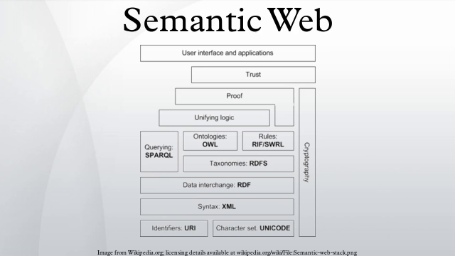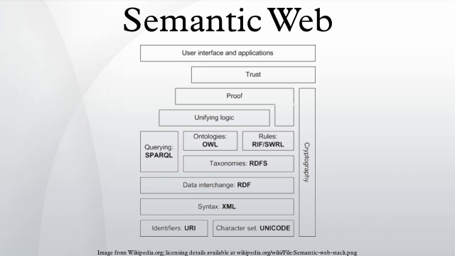RDF Schema extends RDF and is a vocabulary for describing properties and classes of RDF-based resources, with semantics for generalized hierarchies of such properties and classes. OWL adds more vocabulary for describing properties and classes, among others: relations between classes, cardinality, equality, richer typing of properties, characteristics of properties, and enumerated classes.